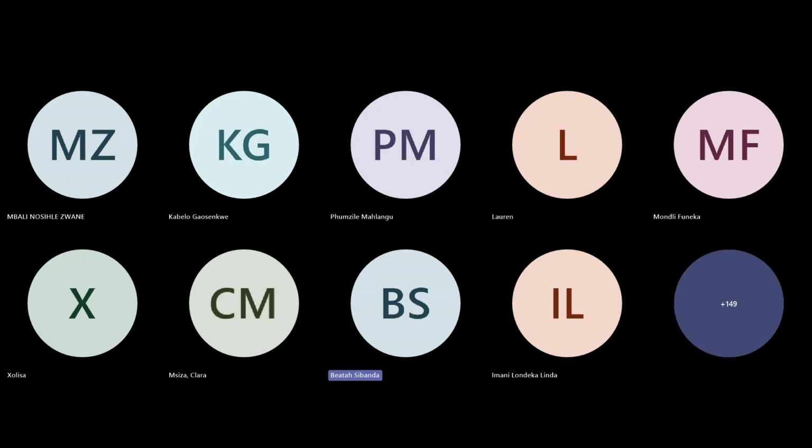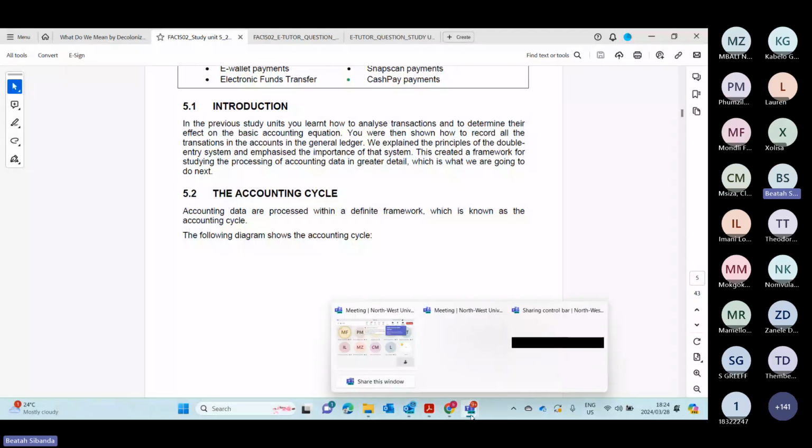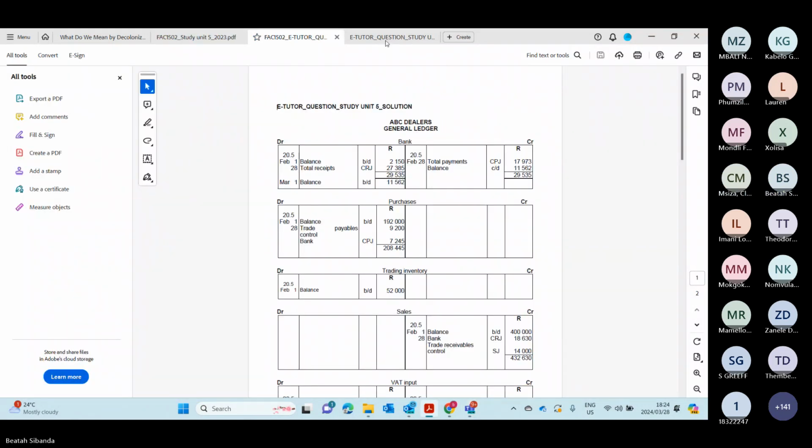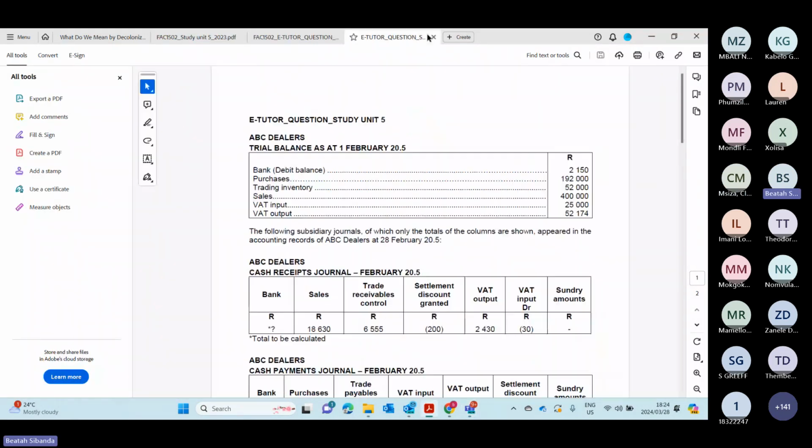Okay. So I am trying to share my screen now. Can you see my screen?